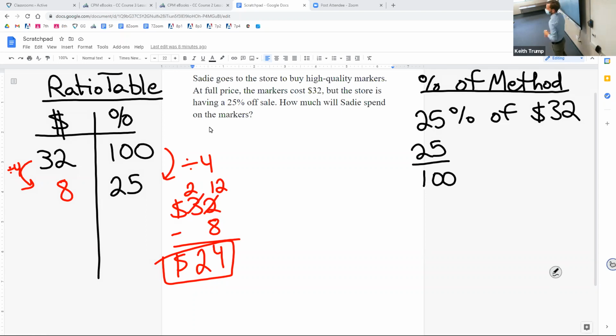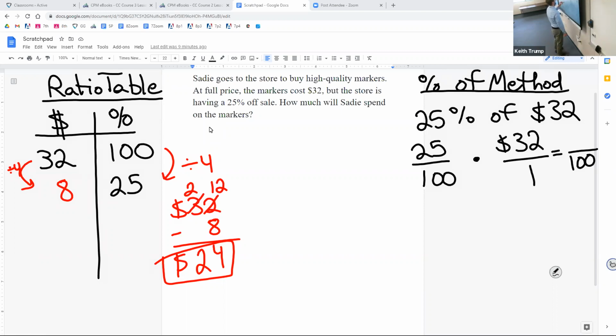We also learned in 6th grade that when you're multiplying fractions, you can change the word of into a multiplication symbol. So I'll just replace that with a multiplication symbol. And then we can keep our $32. I'm going to put it over 1 because I want something to multiply with that 100 in the denominator. So multiplying fractions, we just go top times top and bottom times bottom, right? So 100 times 1 is just 100. And this number on top is 25 times 32. I'm not exactly sure what 25 times 32 is, so I'm going to go ahead and multiply that.